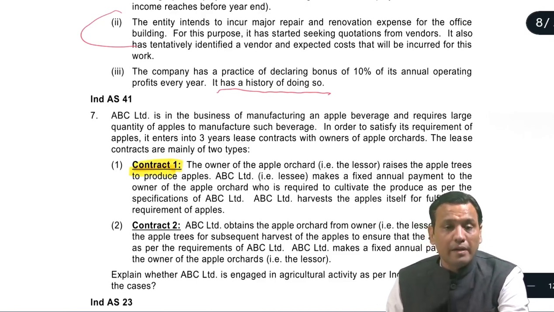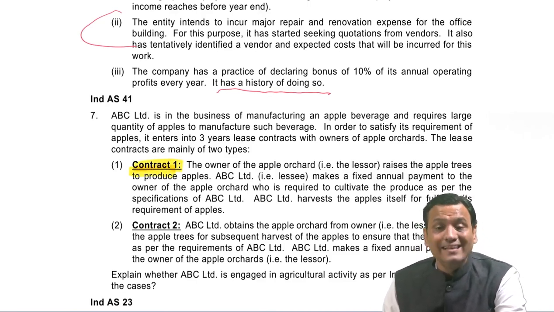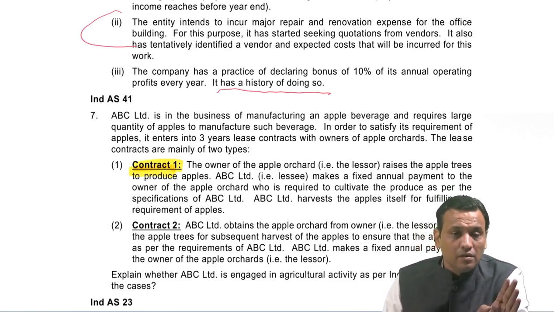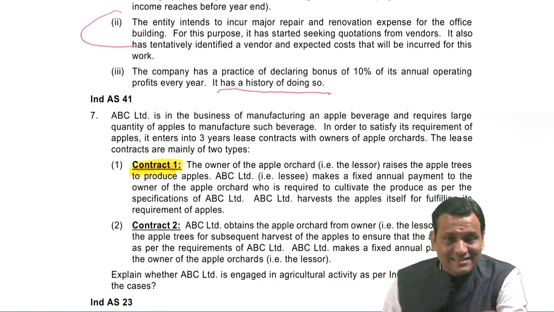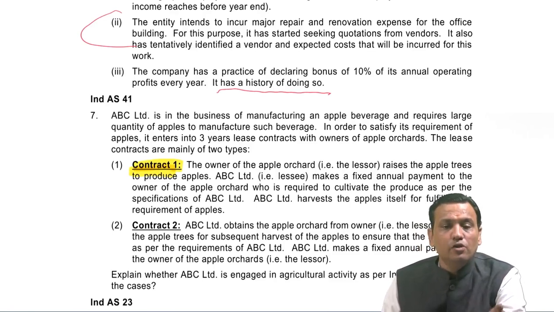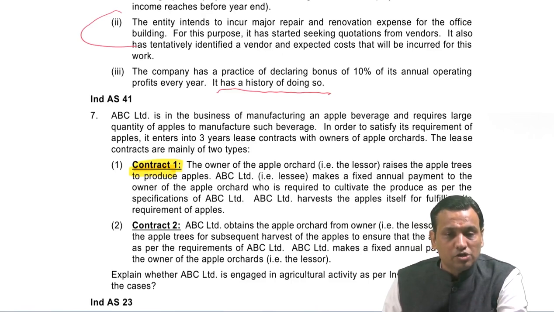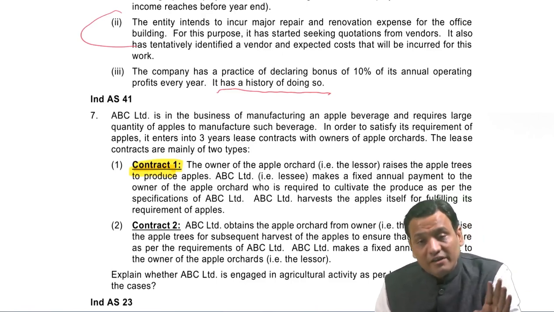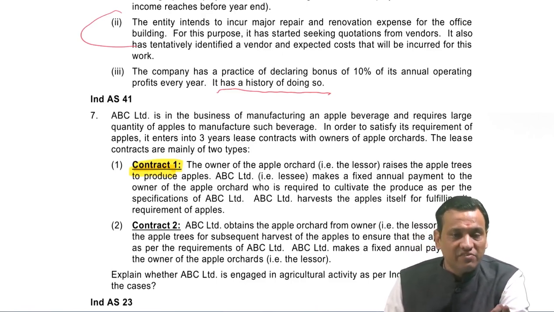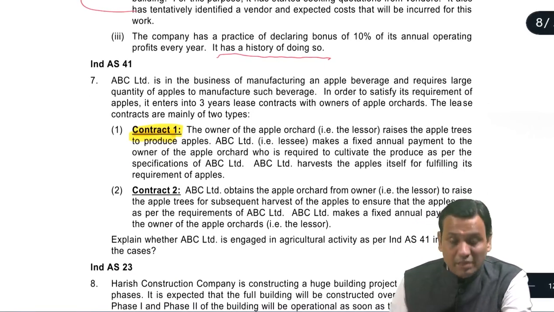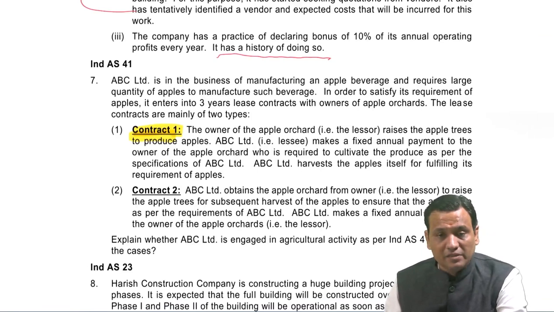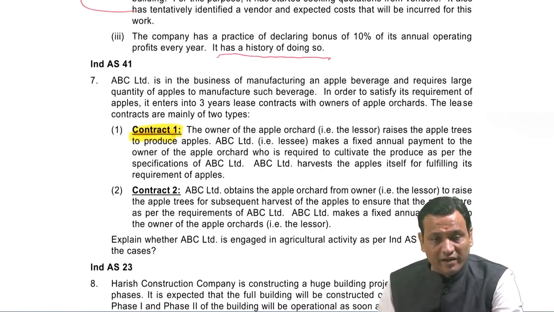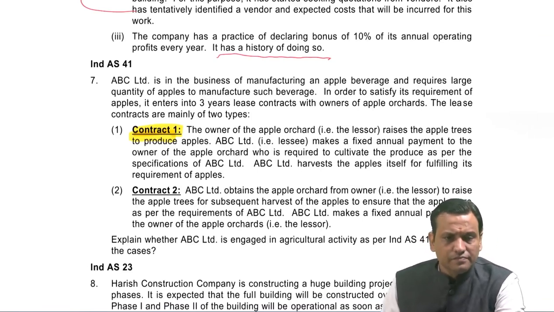the owner of the apple orchard, that is the lessor, raises the apple trees to produce the apples. ABC Limited, that is the lessee, makes a fixed annual payment to the owner of the apple orchard who is required to cultivate the produce as per the specification of ABC Limited. ABC Limited harvests the apples itself for fulfilling its requirements of apples.